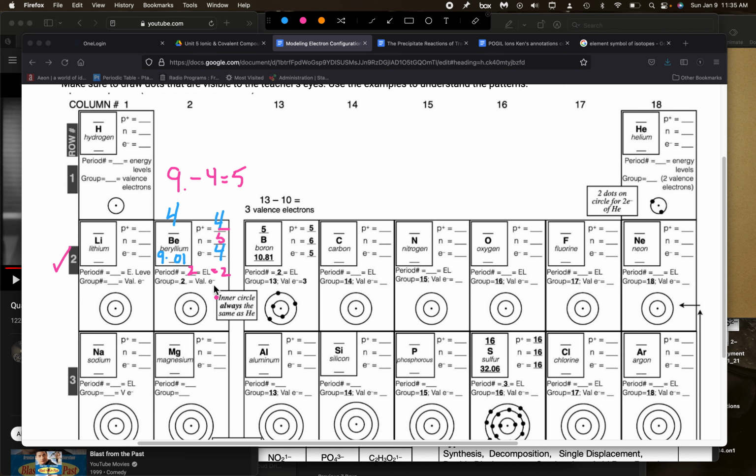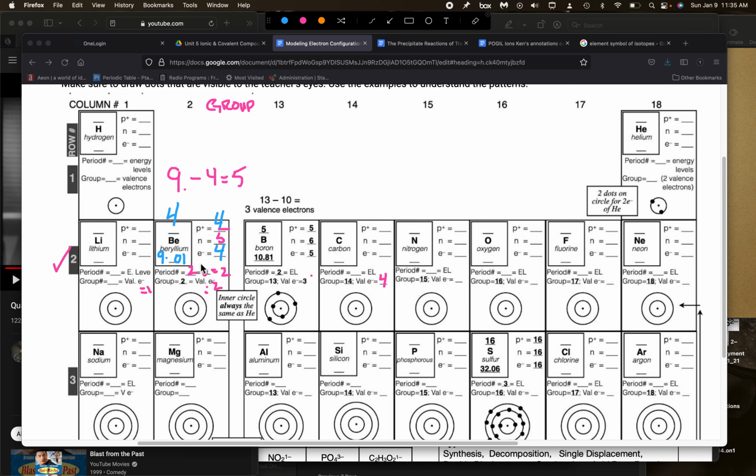So can I undo those? Great. The group number is up here. Whatever these columns are is also the group number. And the group number corresponds to valence electrons for column 1 and column 2, 1 and 2. But for column 13, excuse me, there are 3 valence electrons. For group 14, there are 4 valence electrons, et cetera.